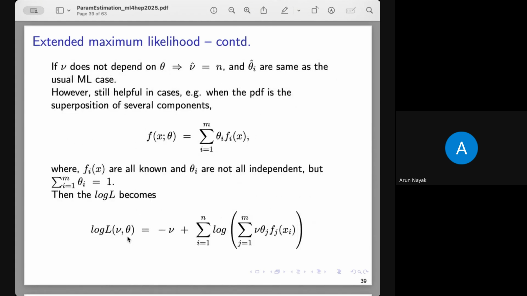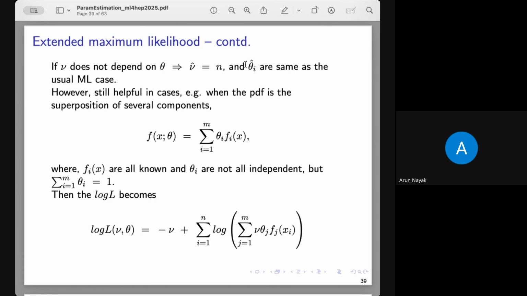Okay, now let's consider the other case when nu doesn't depend on theta, then this is an independent parameter. Then we should expect the estimate of the expected value of nu to correspond to the number of events. When you maximize it, theta hat would be the same as the previous ML case. However, that means it's basically doing as it was done before.